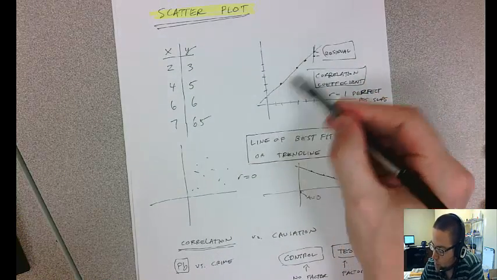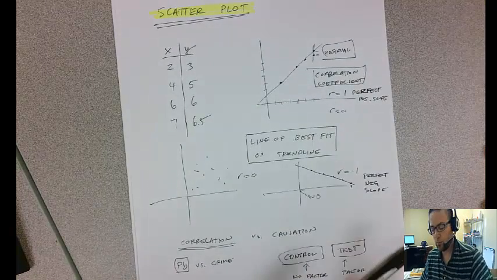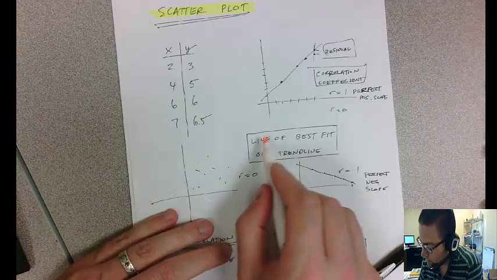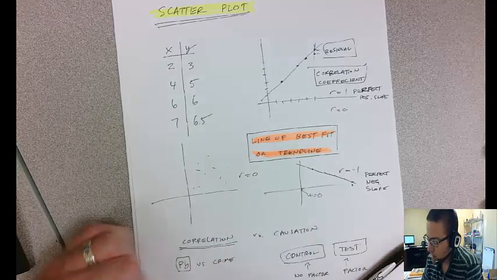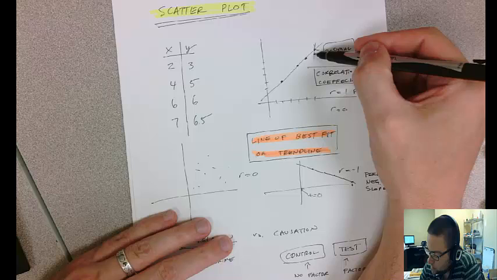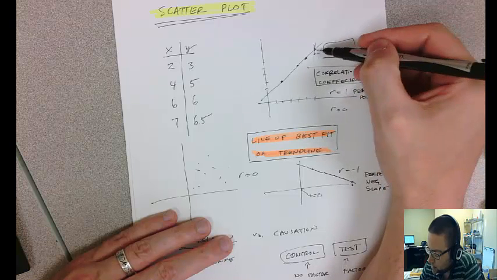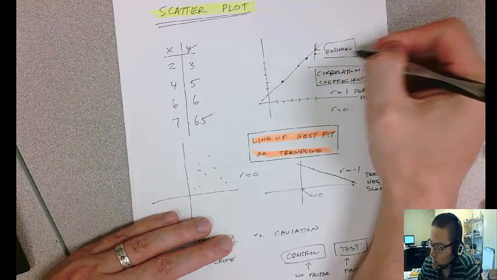So if you can throw in a line, we call that a line of best fit or trend line. And then off of that trend line, if a point is off a little bit, we call that the residual. Like how much off is that? That's called the residual amount.